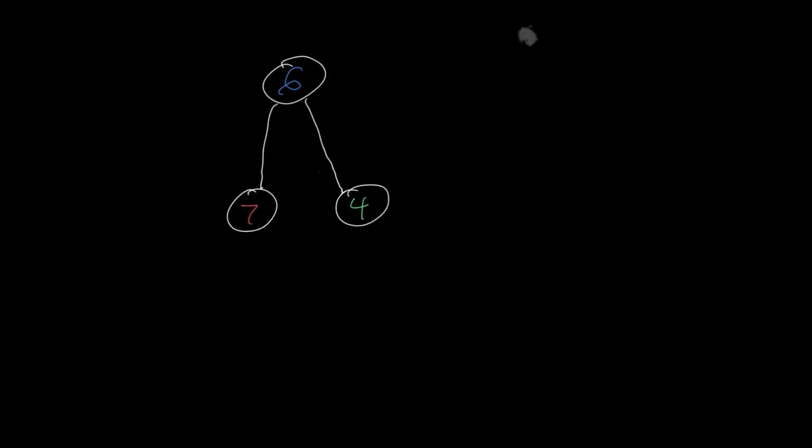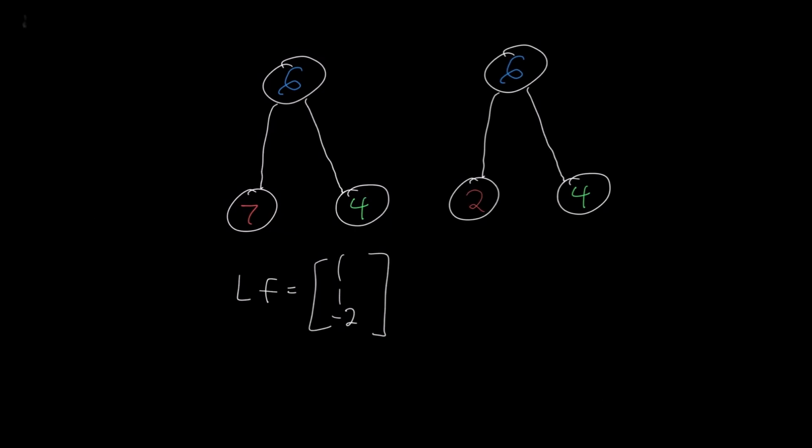The more similar a node is to the sum of its neighbors, the lower the value of LF is for that node. The less similar a node is, the higher this value. That's how we describe the similarity for a single node.